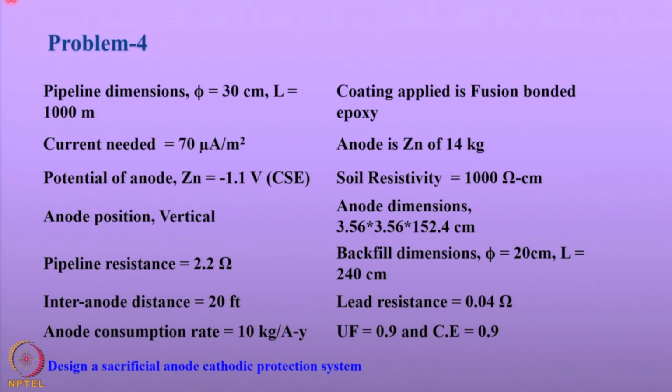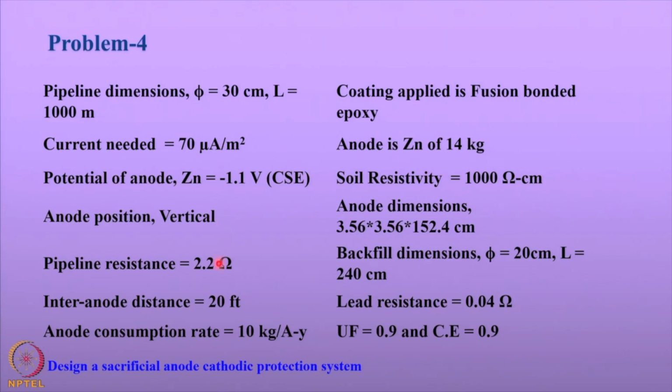Various parameters are given here in this problem. Okay. So, we need to know the dimension of the pipeline, certainly. We also need to know what is the current required for cathodic protection and what is the anode used. In this case, the proposed anode is a zinc anode whose voltage is minus 1.1 volt, as given here. And we also need to know the anode's positioning, whether it is horizontal or vertical. So, in this case it is a vertical anode.